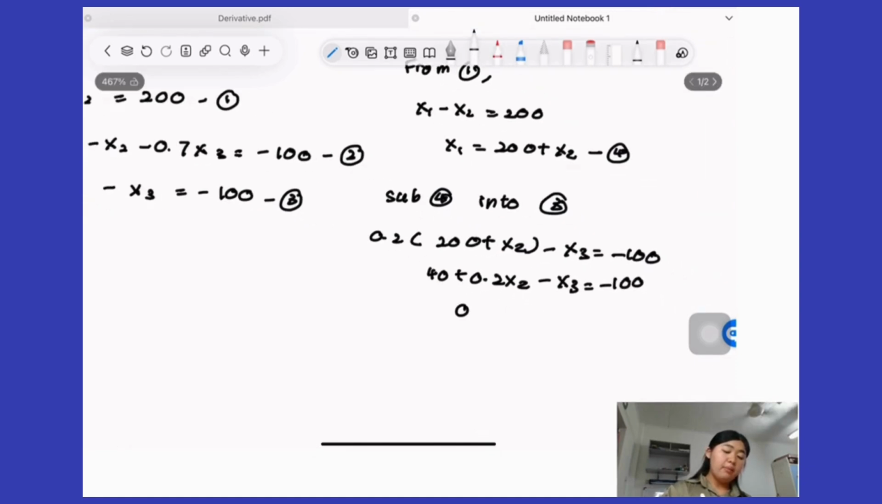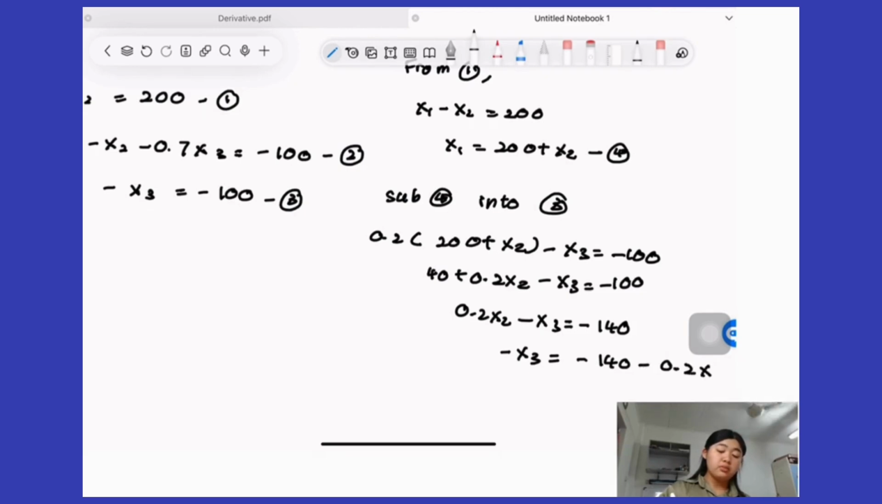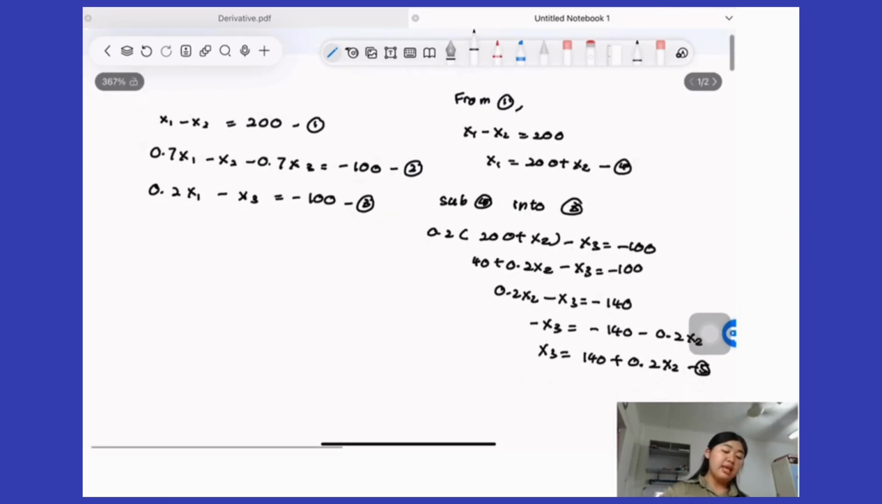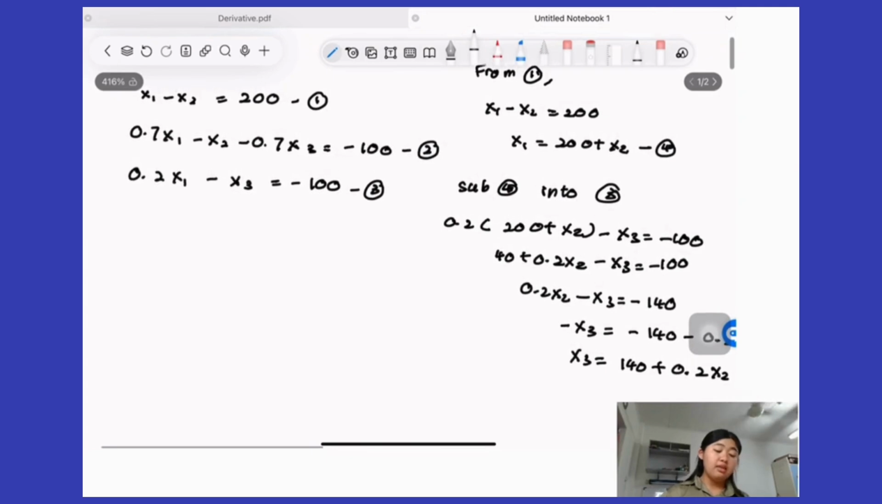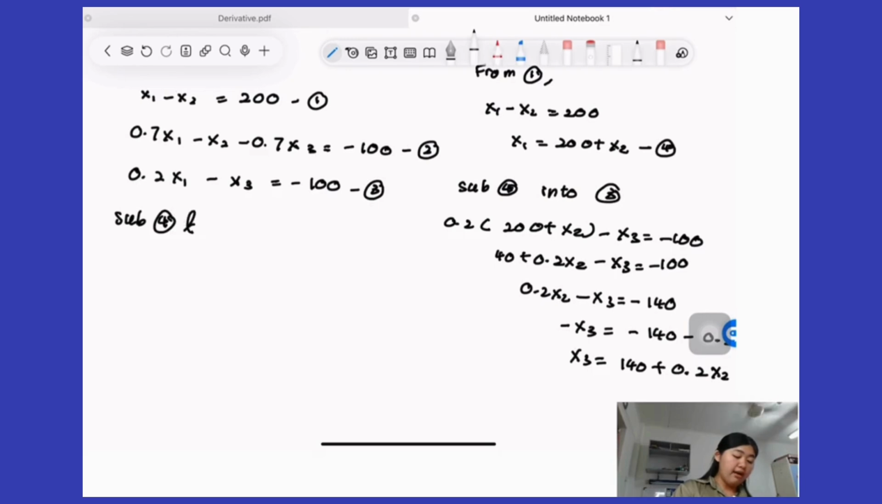Then 0.2x2 minus x3 will be equal to negative 140. Then negative x3 equal to negative 140 minus 0.2x2, so x3 equal to 140 plus 0.2x2, and this will be equation 5. So the next step to get the answer for x2 is we sub equation 4 and 5 into equation 2.